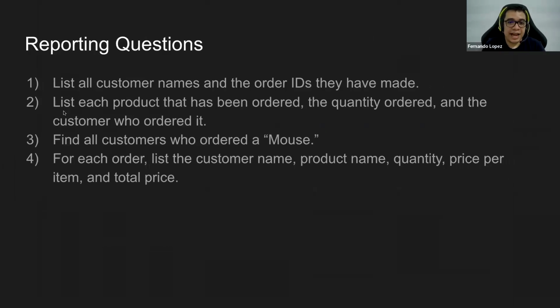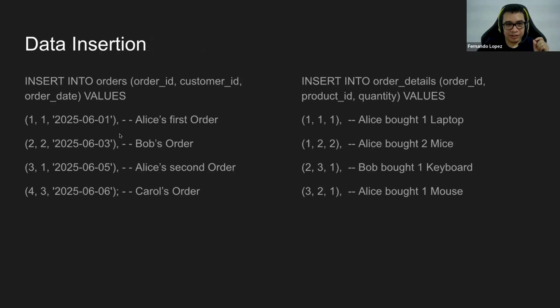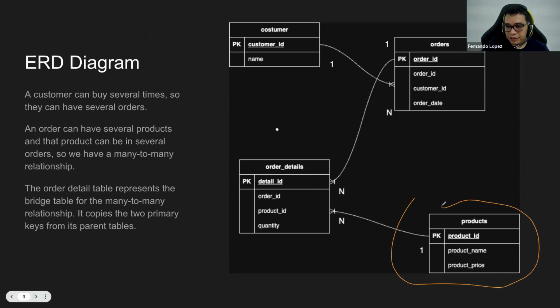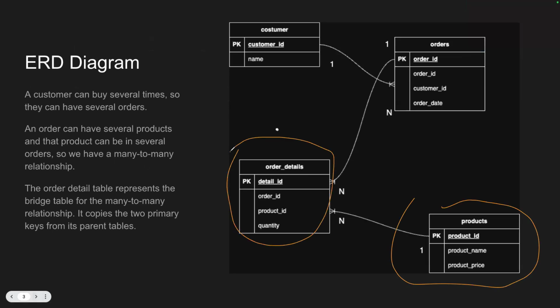List all the products that have been ordered, the quantity ordered, and the customer who ordered this. So I need you to identify. It's very important. It is requesting that we list all the products that have been ordered, right? So that information, we have it in here. Do you agree? That all the products that contain a transaction, a selling transaction, is here in this order detail table.